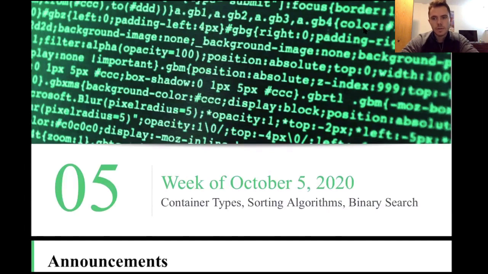Today we're going to be spending most of our time going over containers and the various sorting algorithms. And then we're also going to be talking a little bit about binary search. That's going to be most of today.